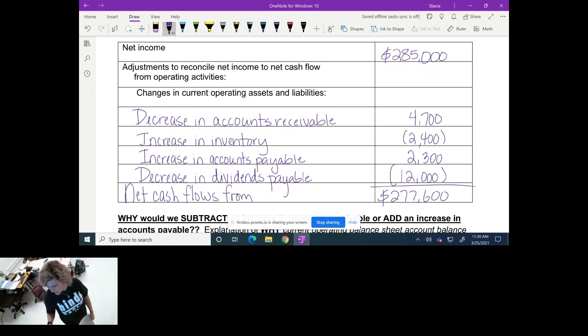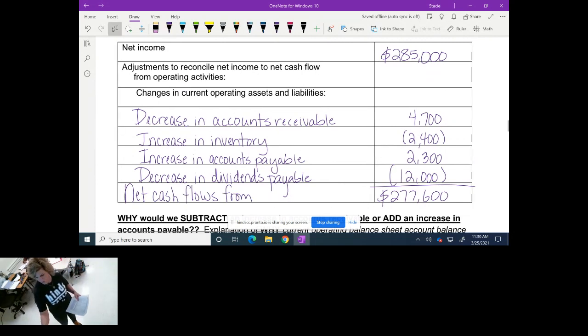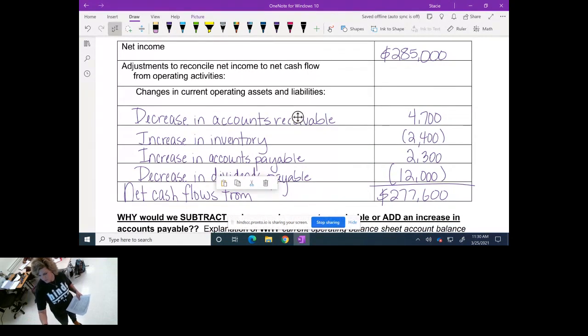And we're saying net cash flows, or net cash flow rather, from operating activities. If it was a negative number, you'd say used for. We just don't see that in our problems as much.